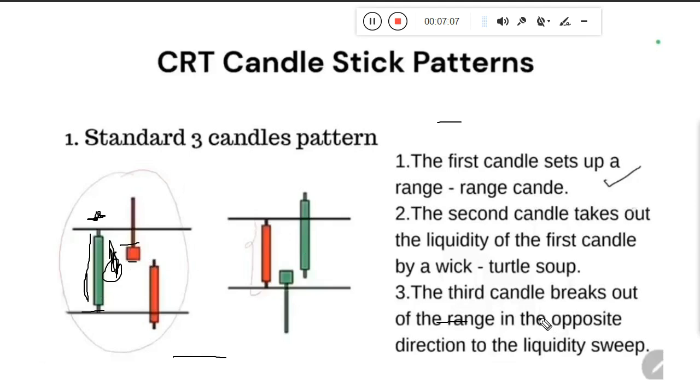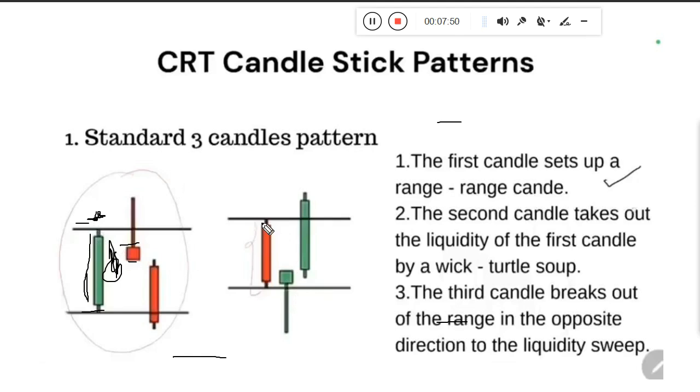The third candle now breaks out of the range in the opposite direction. You can see that the first candle set up the range, the second candle takes out the liquidity of the buy that we have in this first candle, and then this third candle breaks out. There is a common saying that if market makers want to sell, they need to buy first, and then from the buy they sell. This is what we are saying when we say for market makers to buy, they need to sell first. So this is the psychology, and for the bullish side, the reverse is the case.